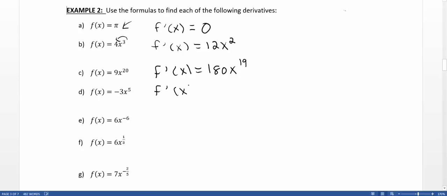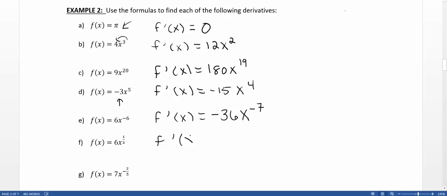For the next one, notice that we have a negative 3 in front. So when the 5 comes down, we get negative 15x, and then we subtract 1 from the power to the 4th. For the next term, the negative 6 will come down and multiply the 6, giving me negative 36x to the negative 7.